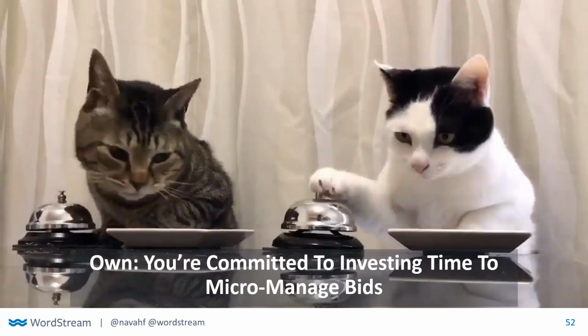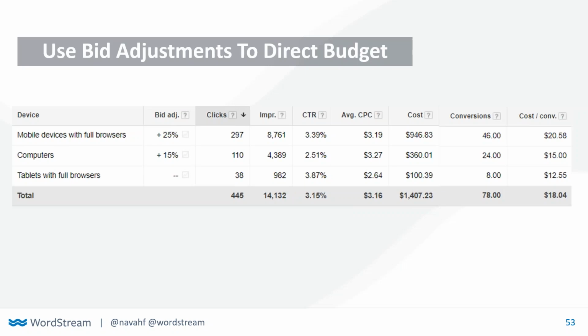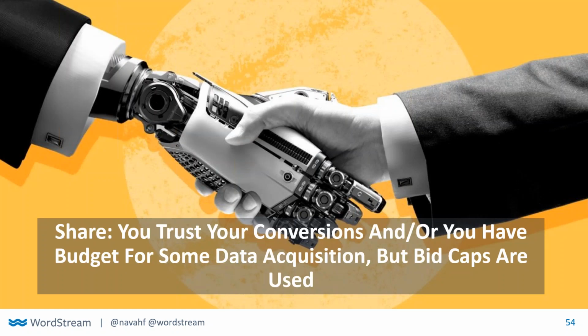So if you're owning, you are committed to investing the time to micromanage bids. That's just going to be your life. But you are likely going to have conservative max cost per clicks, and then you'll leverage your devices to push budget towards or away from those useful prospects, location targeting and location bid adjustments, ad schedules, things like that. Now, if you share, you trust your conversions, but you may also have some budget for data acquisition. I do encourage you to leverage bid caps.